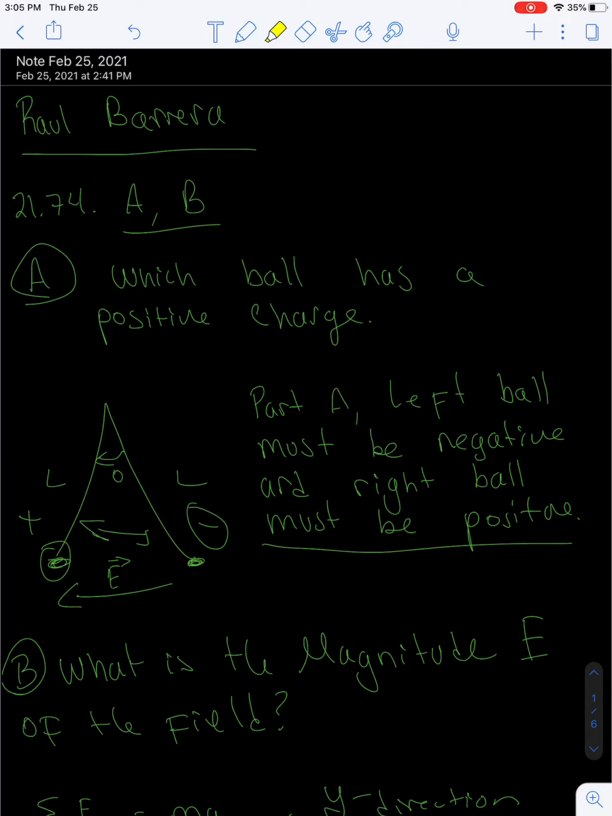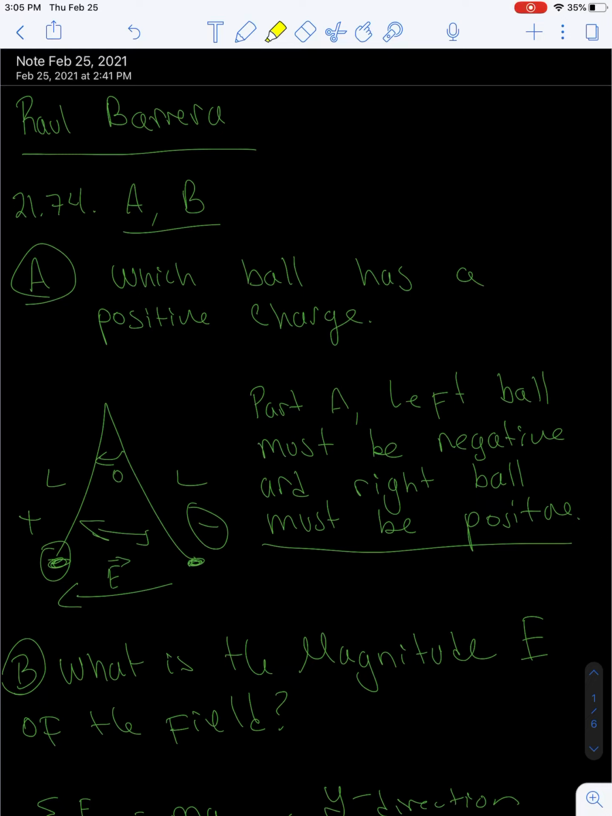So we have two balls, one on the left, one on the right. We have an angle here, and it's a triangle shape. So we want to know for part A which ball has a positive charge. Since the balls have opposite charges from one another, they will have to attract each other.